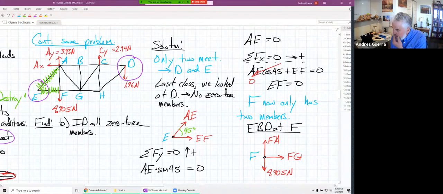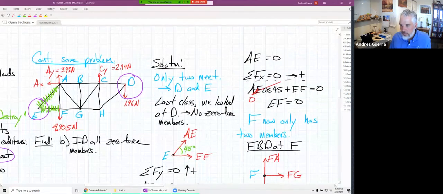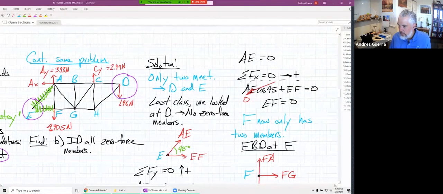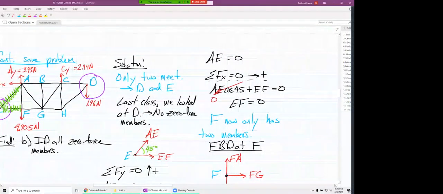Let me ask somebody in the front row here. How about Robert Warkentine? Do we have any zero force members at F? Is FG or FA 0? I believe so. Yeah, which one, Robert?